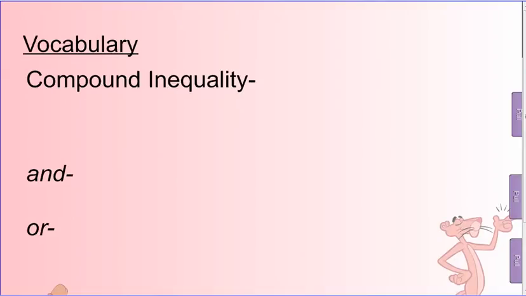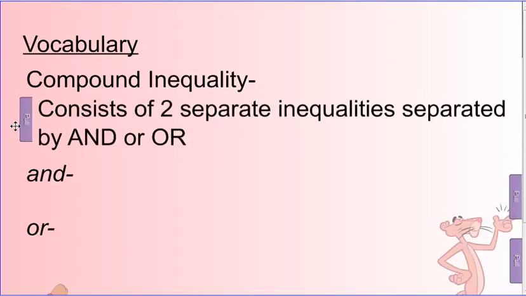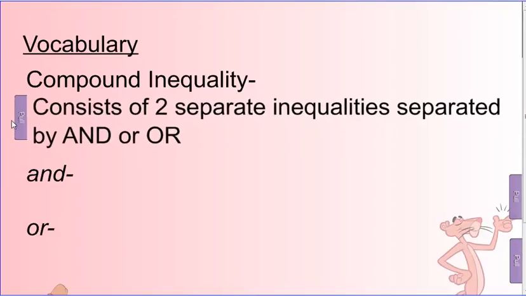Here we have three new vocab words. First off, a compound inequality. A compound inequality is two separate inequalities that are combined together using the words and or or. It's kind of like two math problems wrapped up together in one. It's almost like a compound sentence. You say, I went to the store. I went home. Those are two separate sentences, but you can combine them using the word and: I went to the store and I went home. It's the same deal. You're combining two separate inequalities into one.